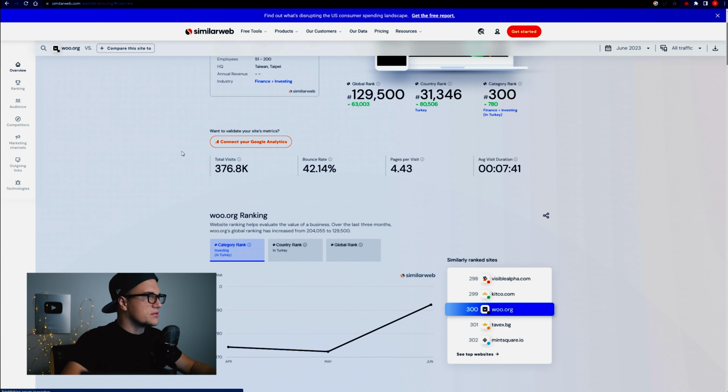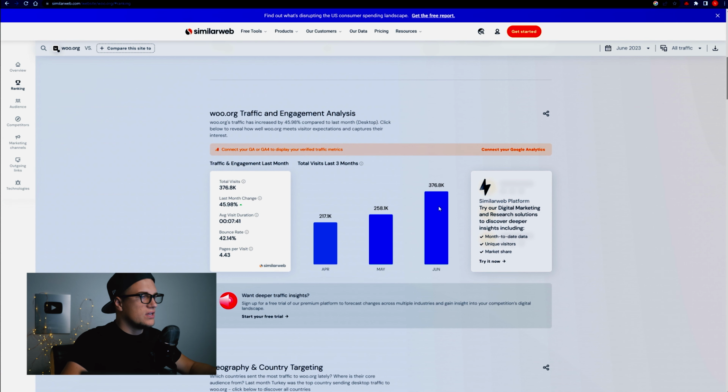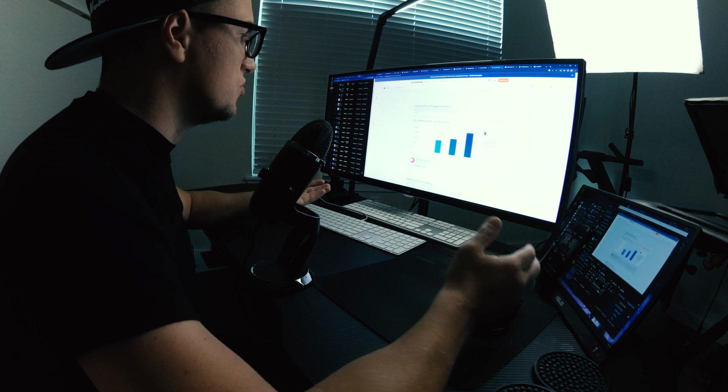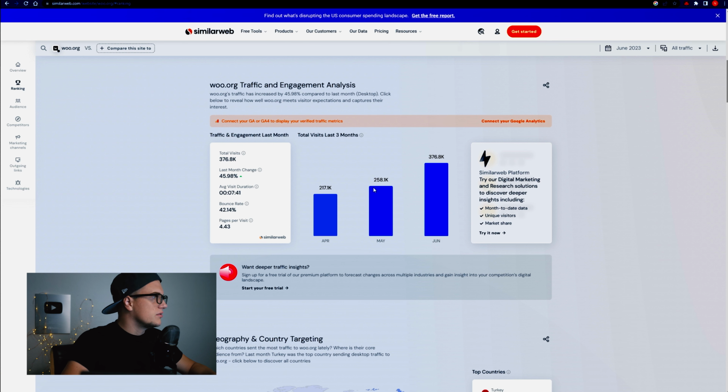WooX is increasingly growing. You can see that despite the fact there are not too many users, only 376,000 visitors, average visit duration is 7 minutes and 41 seconds. Certainly, there is something unique about this participant. There is something exclusive about WooX. Good job. It's definitely a legitimate exchange.